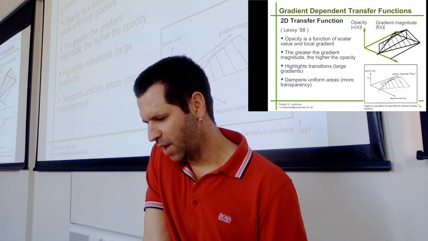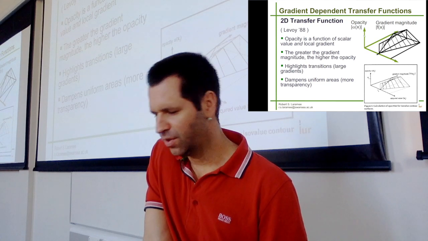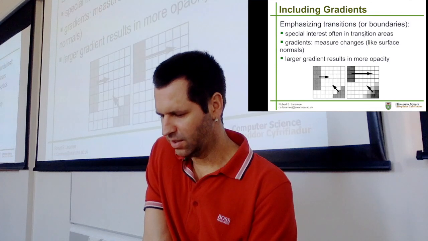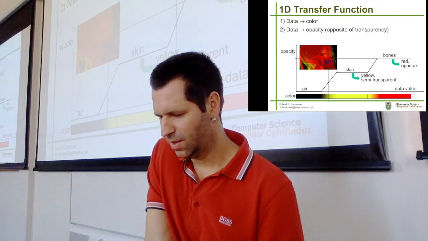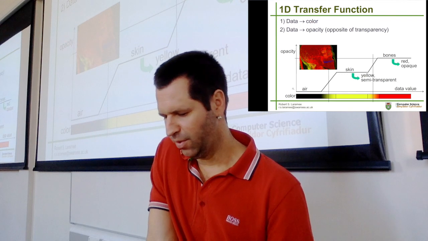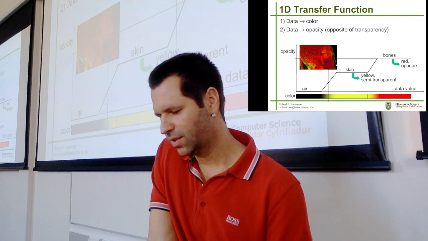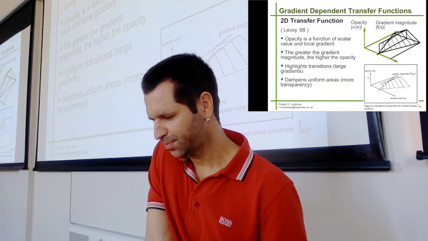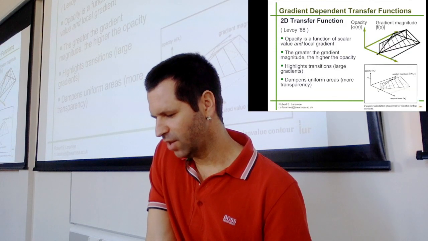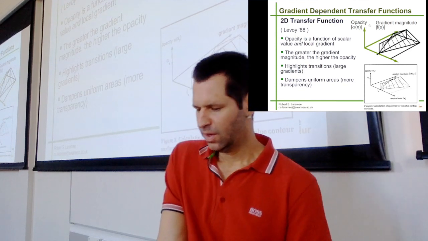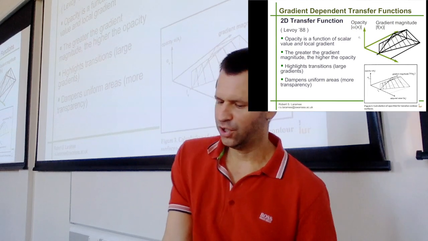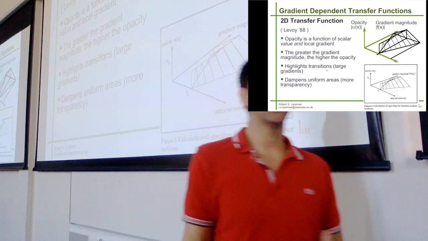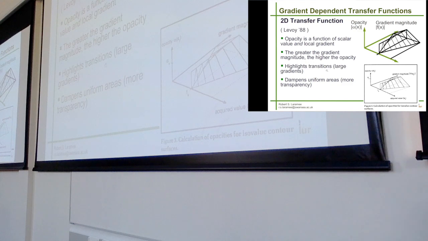And by the way, opacity is on this axis. You can think of this axis as the same as this axis here. But we've added another axis here to make it a 2D transfer function. So we have scalar value, gradient magnitude, and opacity. And this transfer function highlights transitions or large gradients. That's the point. That's what we're trying to achieve.